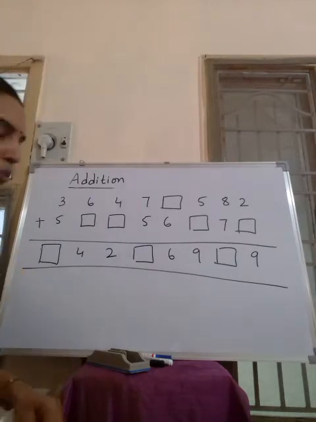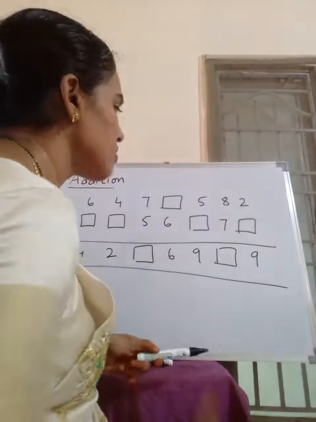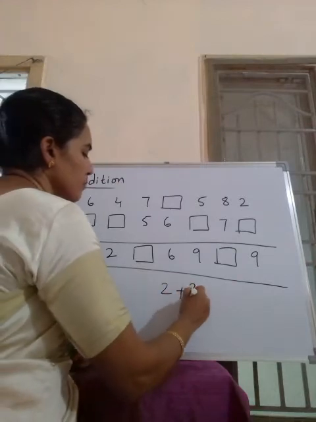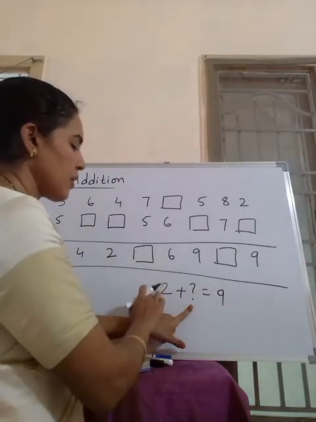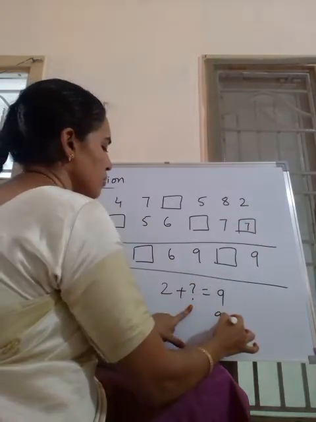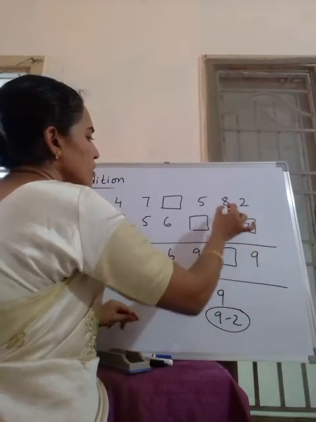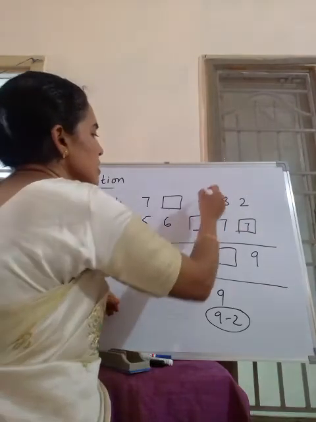Now, 2 plus what gives 9? 2 plus which number gives 9? To get the other addend, it is sum minus one addend. 9 minus 2, that is 7. 2 plus 7 gives 9. Now 8 plus 7, directly you can add. 8 plus 7 is 15.